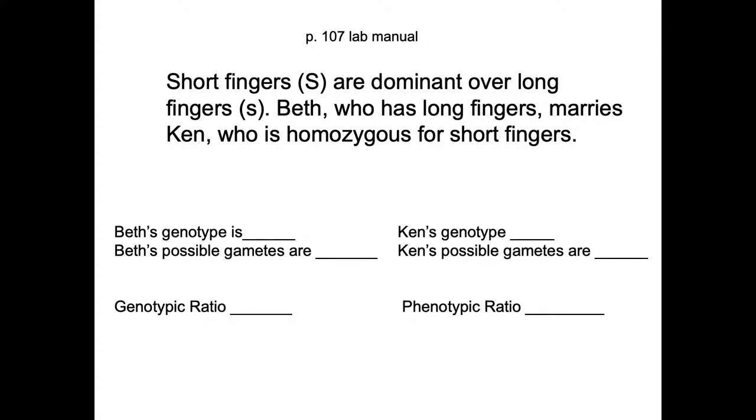Okay, so in your lab manual, there are some pages that you're going to have to do in lab this week to help you with Punnett squares, to help you with chapter 9. Let's do one of them together. So page 107 in your lab manual. Why don't you guys take a few minutes and try to do this one?